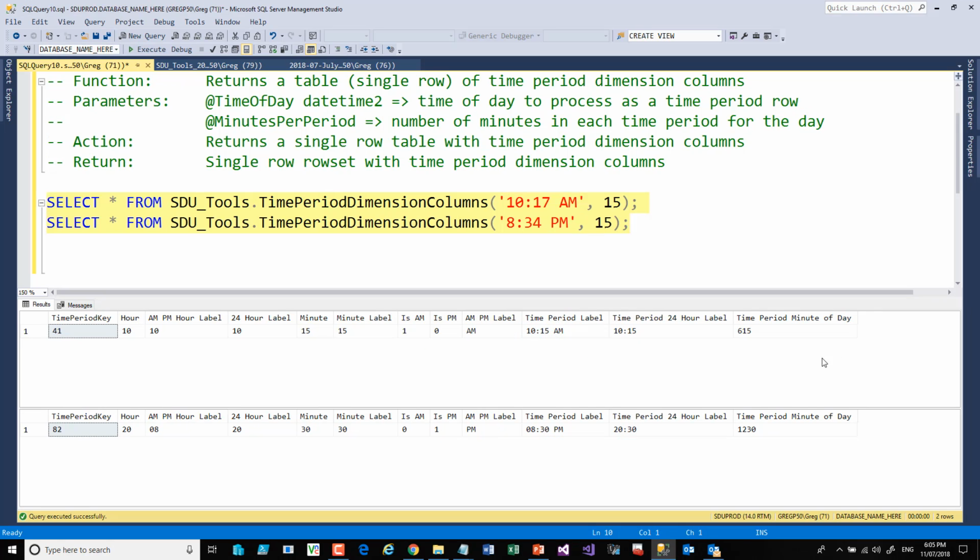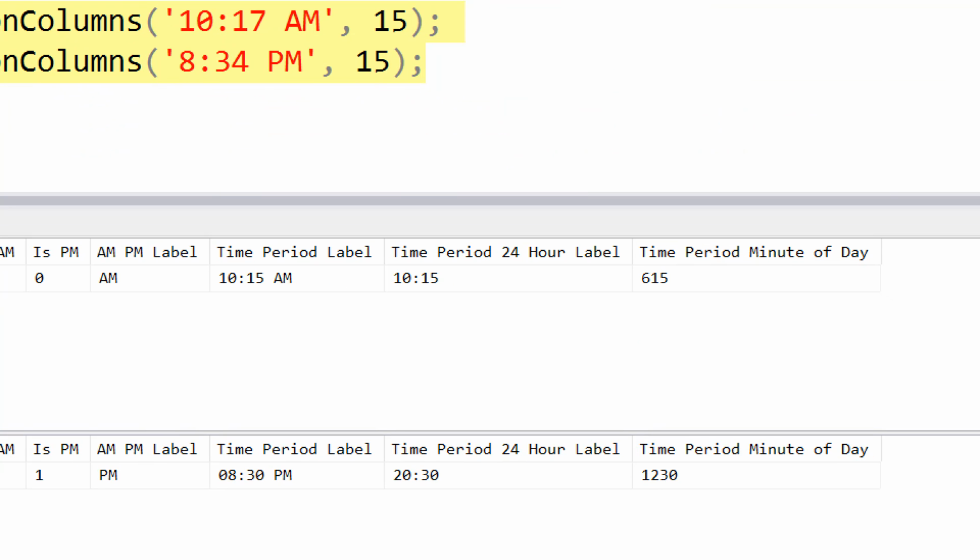And finally, the end of this is showing what minute of the day this is based on the time period. And same with the minute of the day down here. So this is later in the evening.